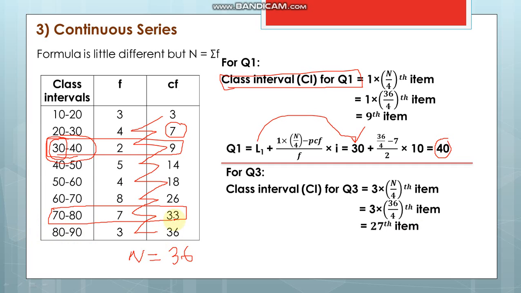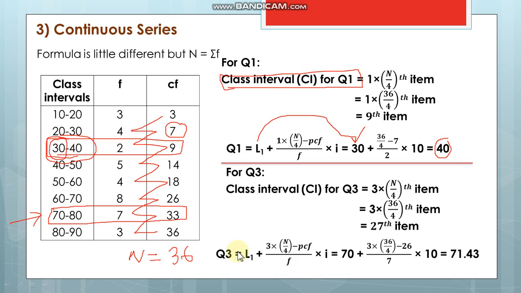The moment we can identify this particular class interval, my next step is to find out the quartile that belongs to this class interval, that is lower boundary L1 plus 3 into, as it is the third quartile, 3 into N by 4 minus previous cumulative frequency, divided by the frequency of this class interval, into the width of the class. So the lower boundary is 70 plus 3 into N, 36, by 4, minus previous cumulative frequency, which is 26.